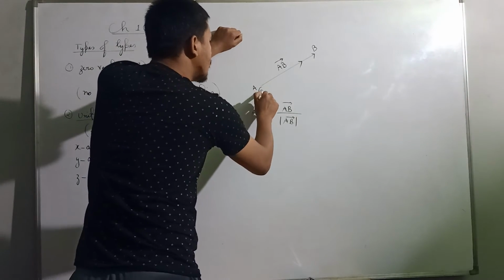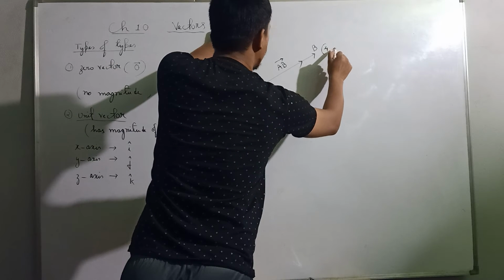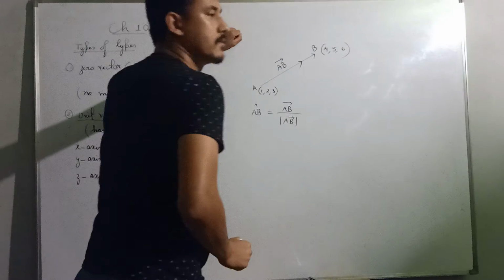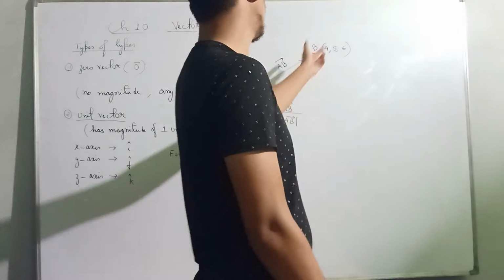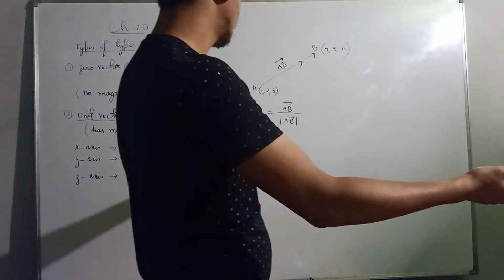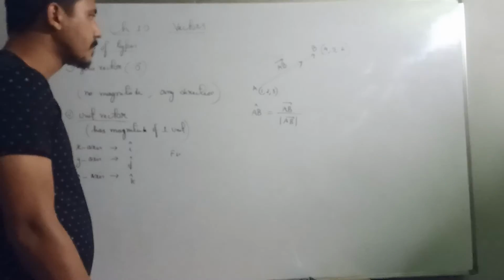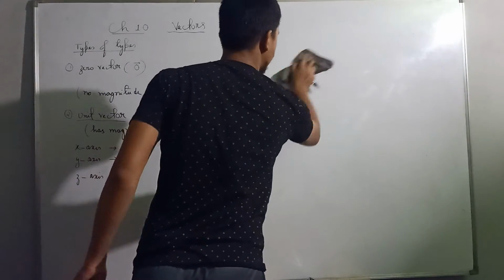Suppose A has coordinates 1, 2, 3. B has coordinates 4, 5, 6. A has coordinates 1, 2, 3. B has coordinates 4, 5, 6. How are you going to find out the vector AB here? Okay. Let me show you how.